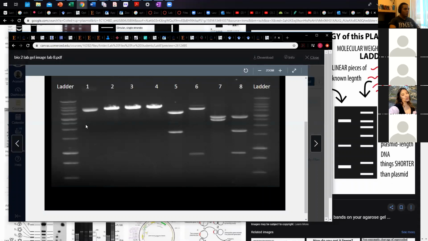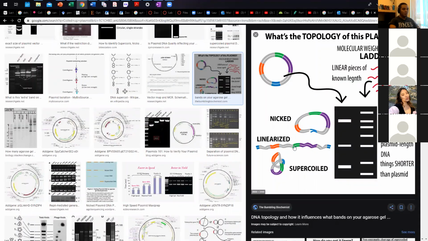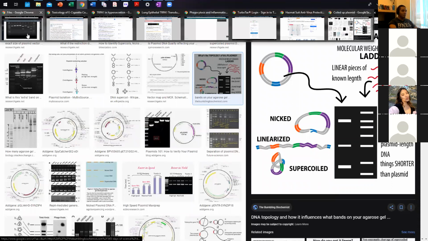So this is a supercoiled one. These three are just one cut, so these would be considered the linearized ones. And the supercoiled would be your lane 1. But since they didn't let it run too long, you can't really see too much of a difference. There's a very subtle difference, but not enough to be able to say it's different.